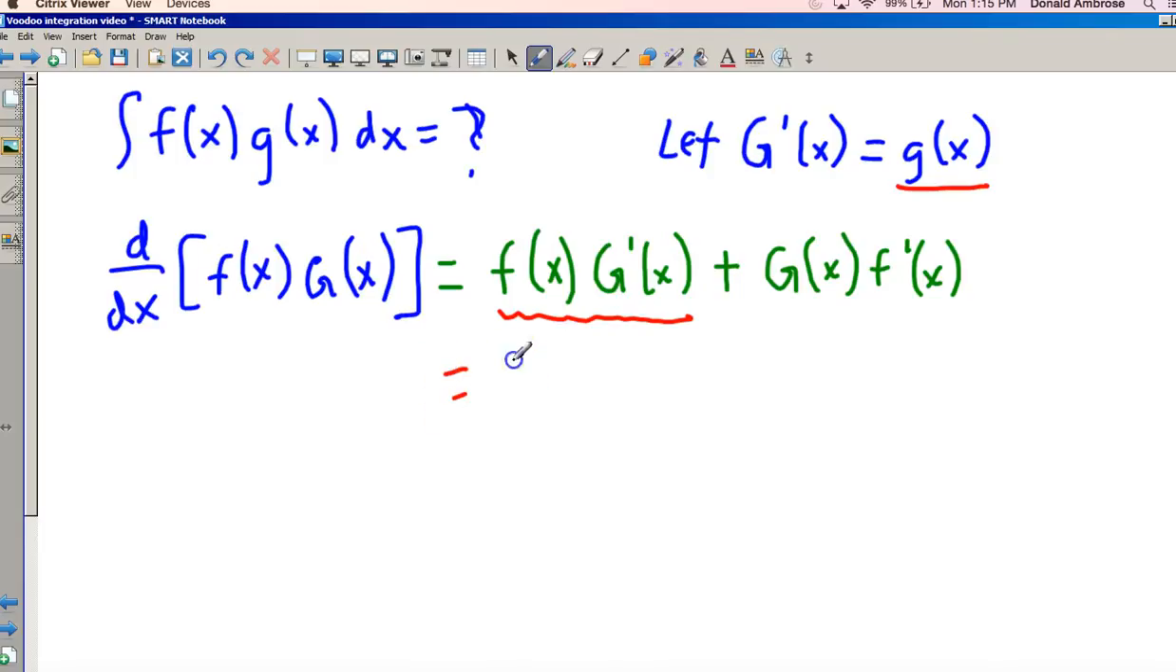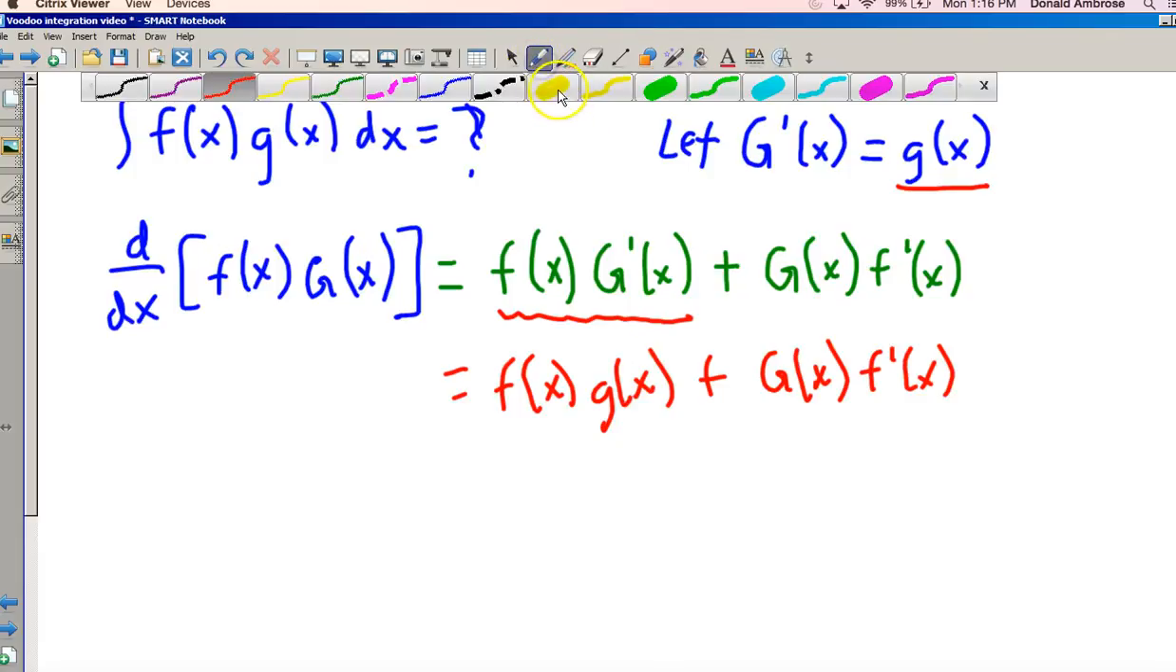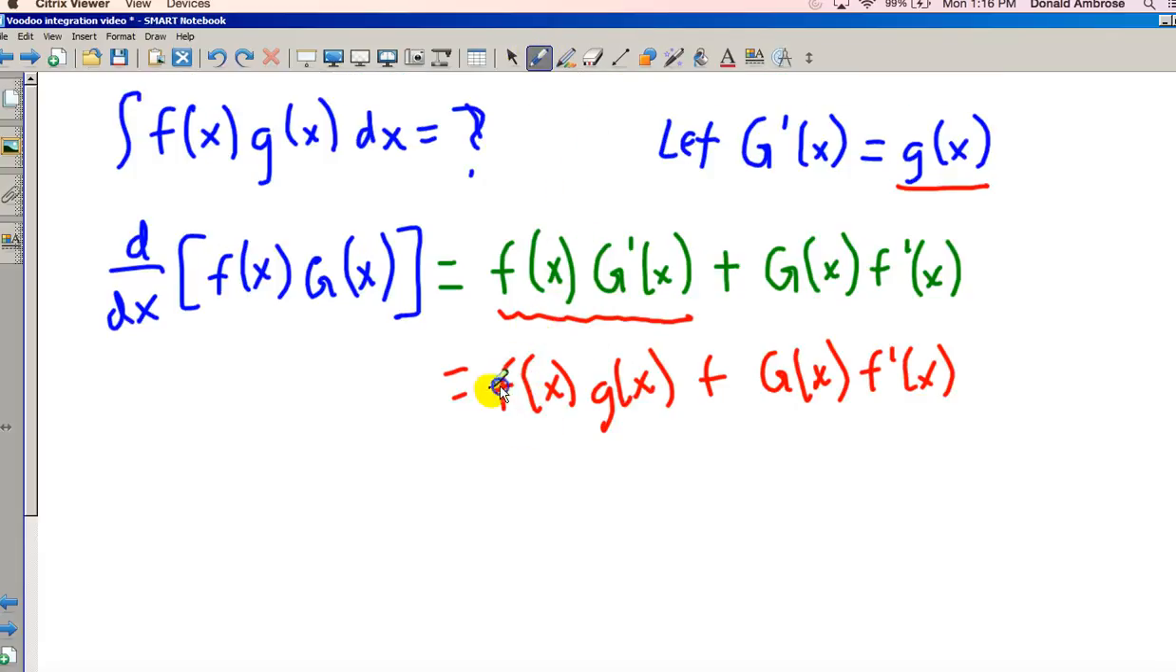So I'm just going to rewrite that as f of x times little g of x plus, again, still big G of x times f prime of x. Right. And now it's at this time that we're ready to try to work in reverse, because remember, integration, I said, is the reverse of differentiation. We're always working backwards. And in my answer here, this f of x times little g of x, that's what we're trying to find the antiderivative of.